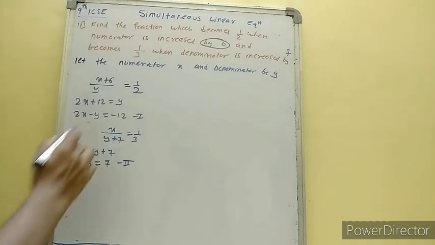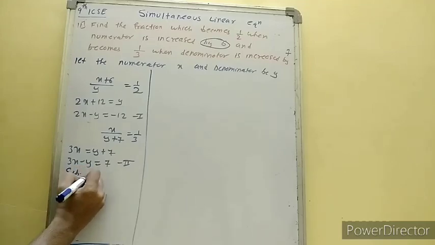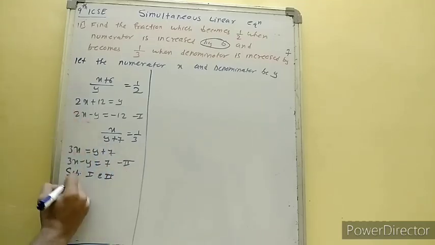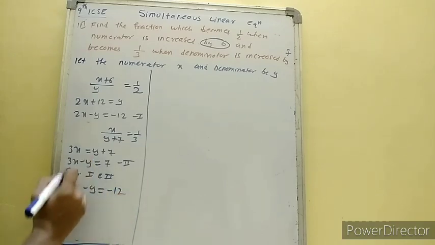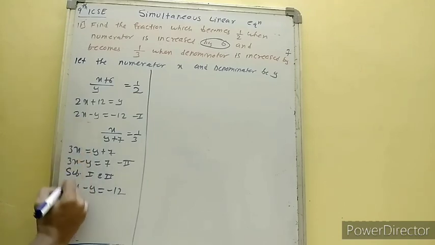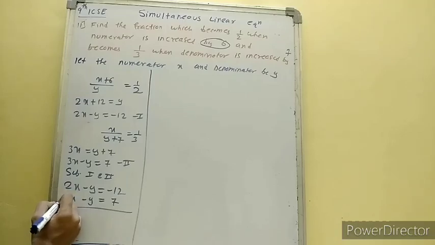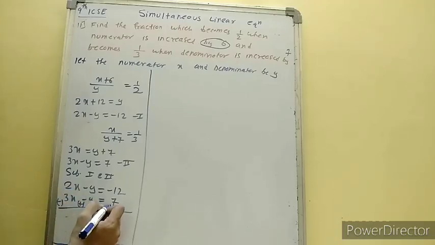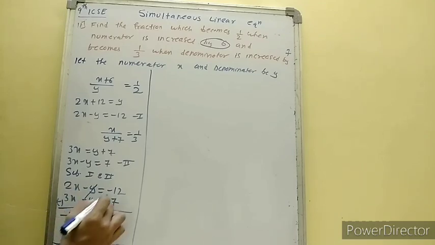Equation number 2. So we have minus y, subtracting 1 and 2. What is 1? We have 2x minus y is equal to minus 12, and this is 2: 3x minus y is equal to 7. So minus plus minus, this gets cancelled. 2x minus 3x is minus x. Minus 12 minus 7 is minus 19. Minus minus cancel. We have the value of x is equal to 19.